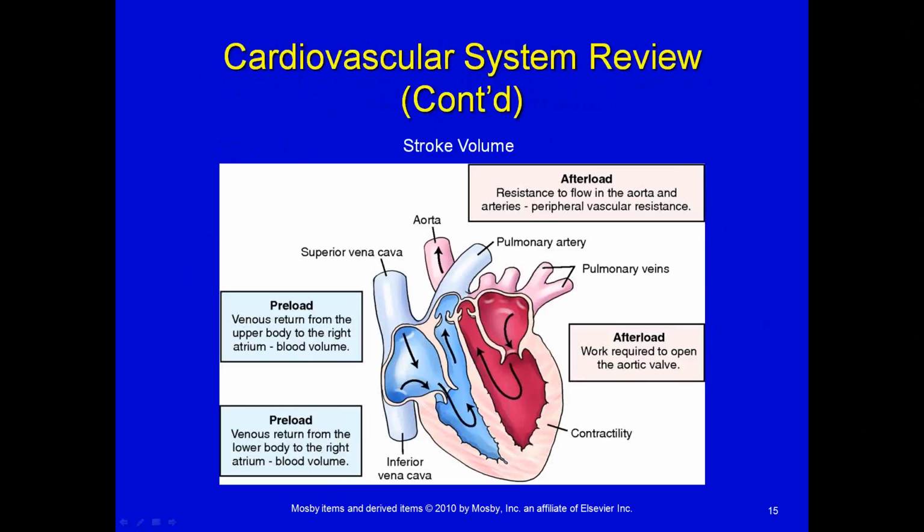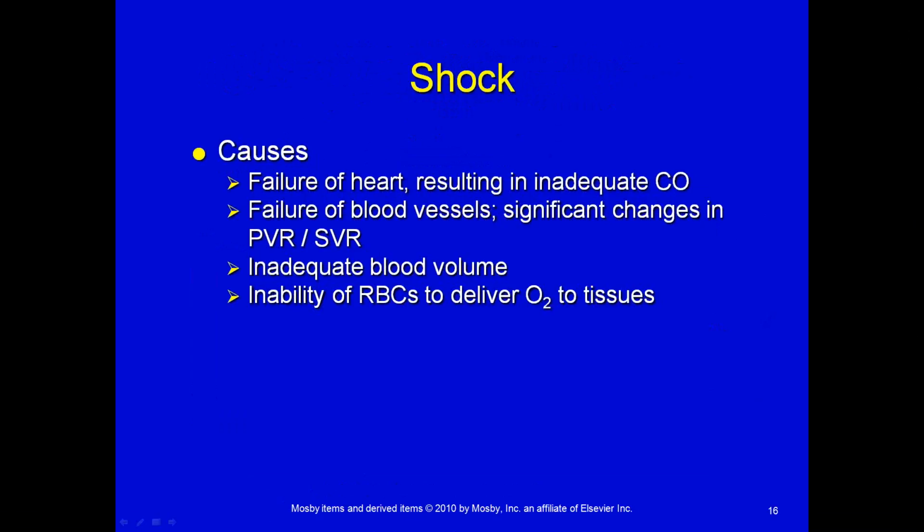If there's less preload, less blood coming into the heart, it just stands to reason that there's going to be less blood going out of the heart. So one of the consequences of decreasing preload is you're going to drop the blood pressure in the system. Nitroglycerin, of course, is known to decrease preload, as is morphine. So giving those medications increases our risk of dropping the blood pressure.